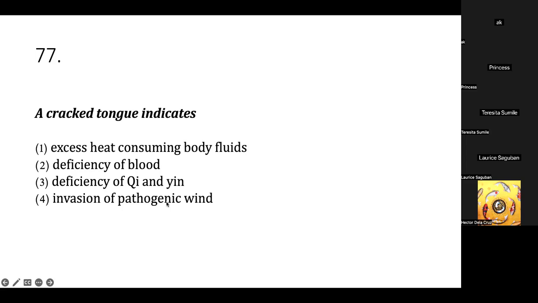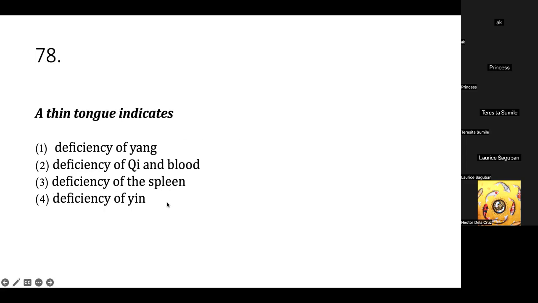Kasi pwede. Di ba meron tayong mga pasyente na may blood deficiency, may crack din. So A. Does everybody agree? Bakit hindi mo sinagot yung invasion of pathogenic wind? Sir, pag windstroke, nagde-deviate yung tongue. Pwede ring normal yung tongue, di ba? Di ba, cracked tongue?